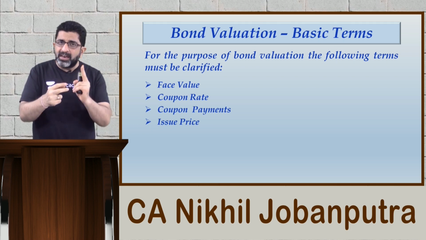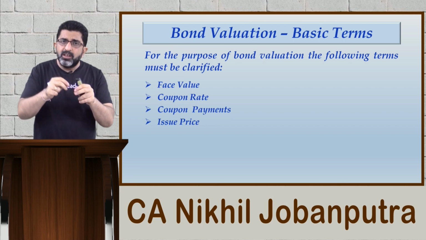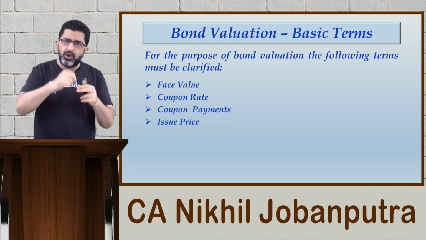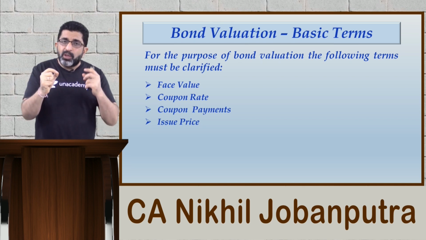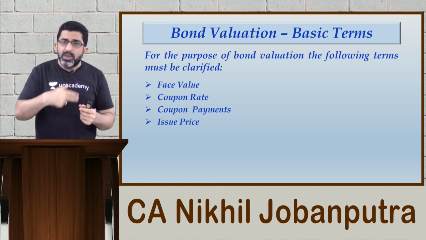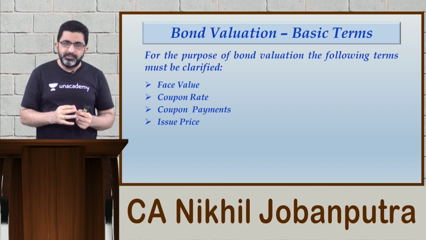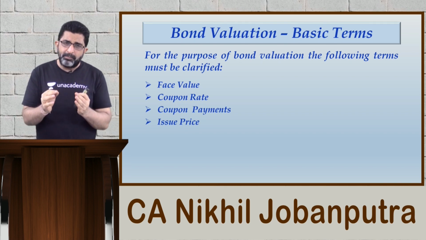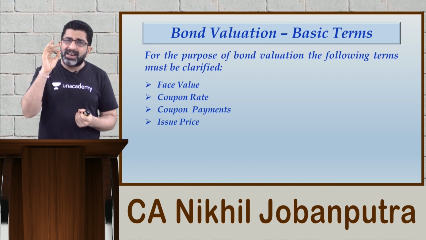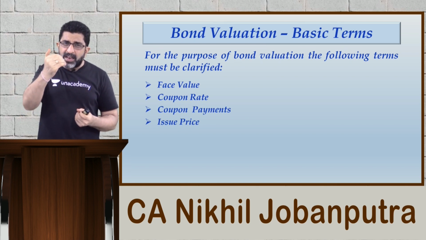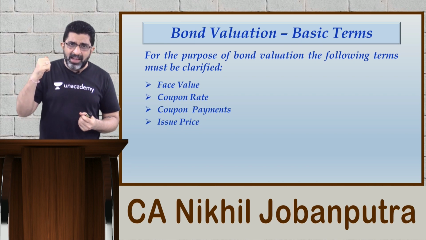So there are two parties involved in a bond contract, the issuer of the bond and the holder of the bond. The holder of the bond is basically the investor, and the issuer of the bond, the issuing company, is the borrower. Now what would happen? Suppose the issuing company has strong creditworthiness, it has a very good credit record in the past.